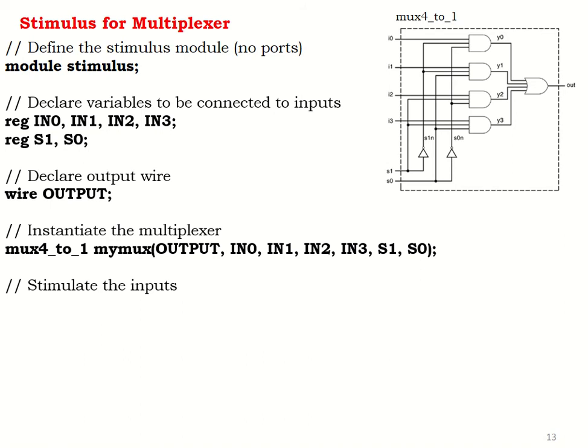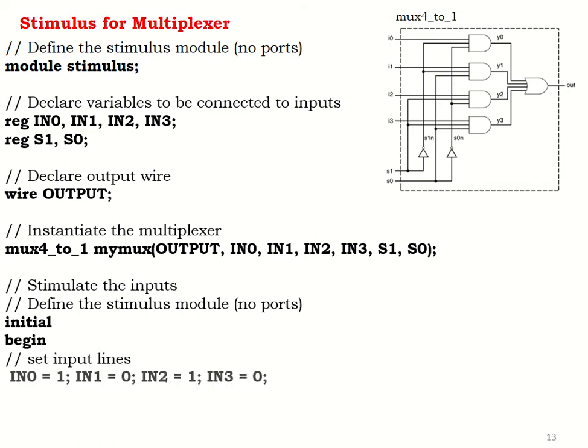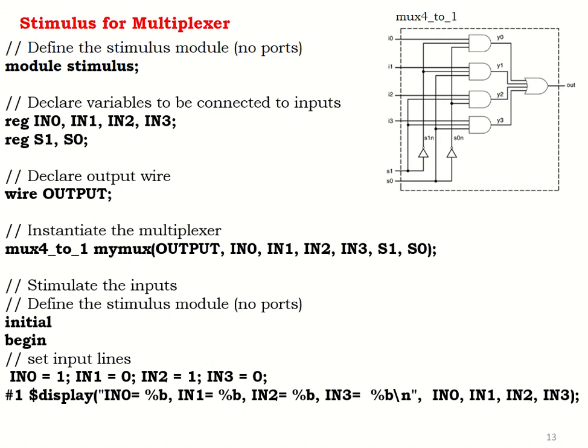Then I need to stimulate my inputs, meaning the values of these input variables I need to give here. So start with initial begin, and I am setting the input lines first. Let me take IN0 as 1, IN1 as 0, IN2 as 1, and IN3 as 0. These 4 are the inputs I am giving for the MUX, and then I am displaying these values in the console after one time unit of delay, using $display.